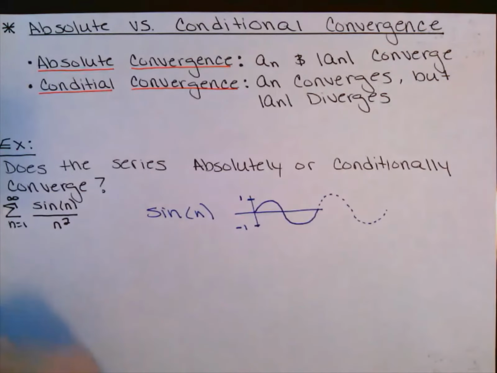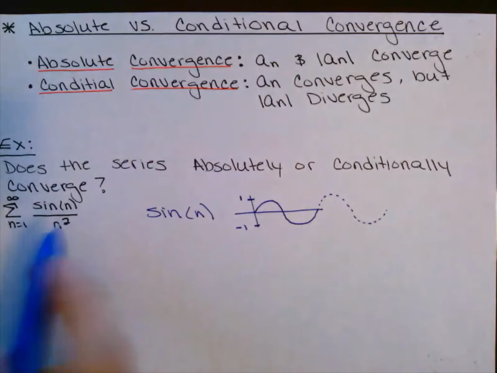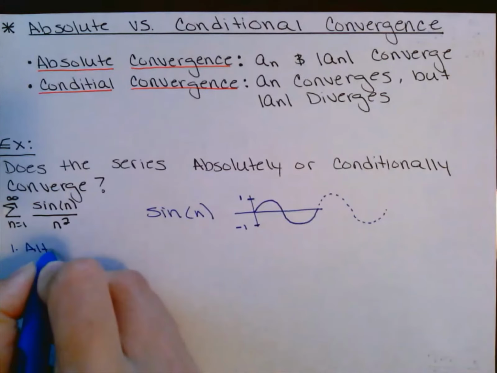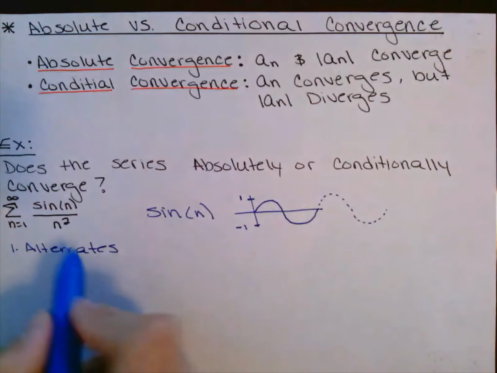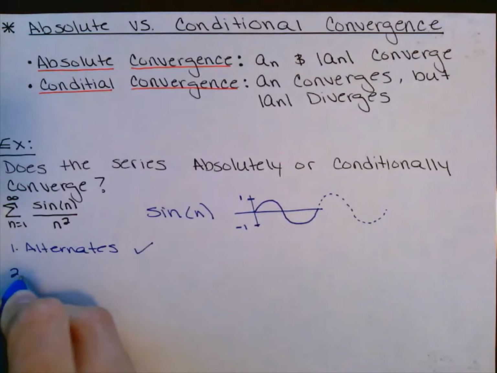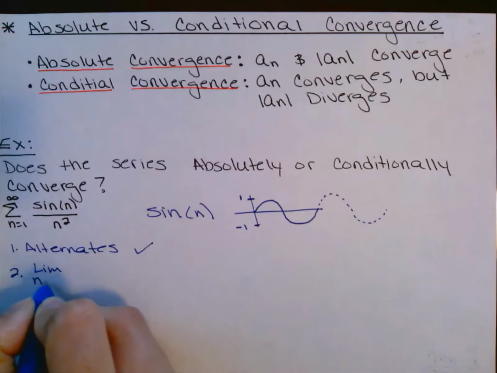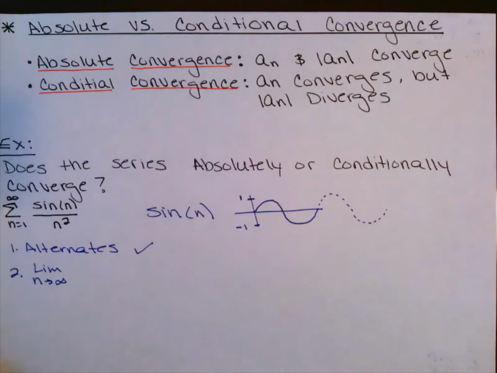Okay, so I first need to test if the actual a sub n alternates. We just said that based on the sign, it does alternate. Second, I need to test the limit as n approaches infinity of the portion that is not alternating.